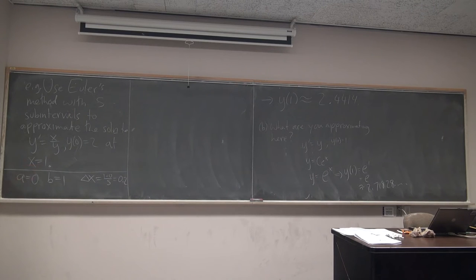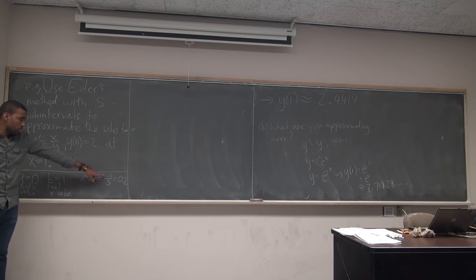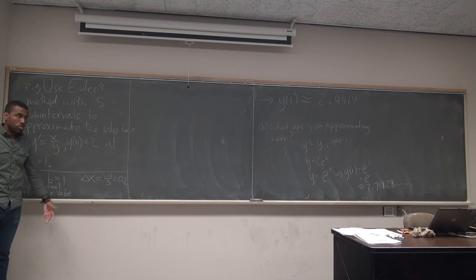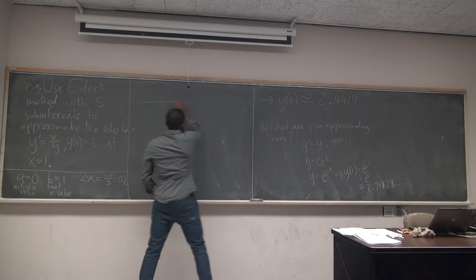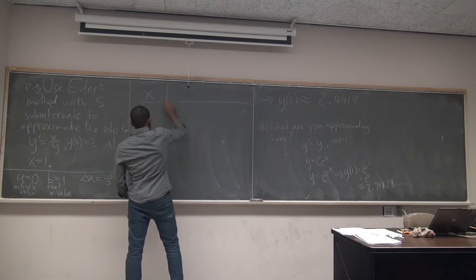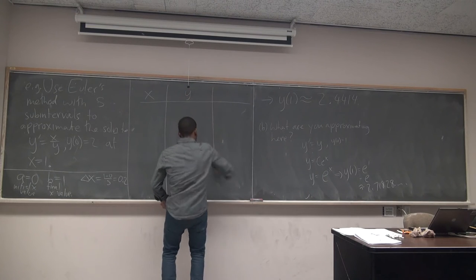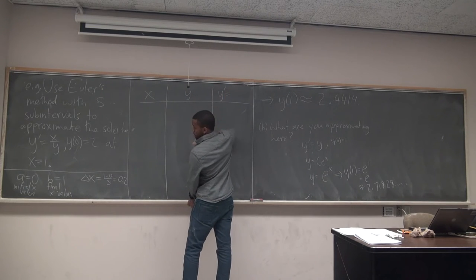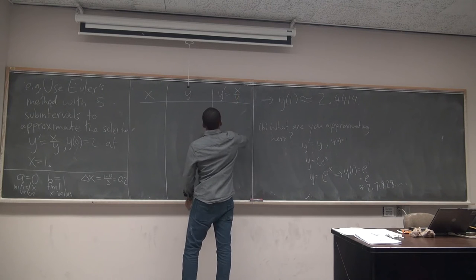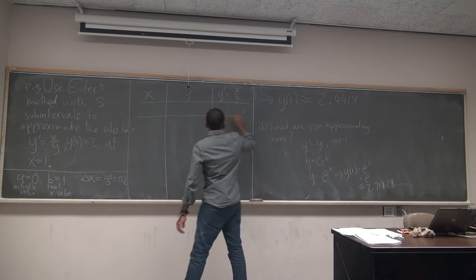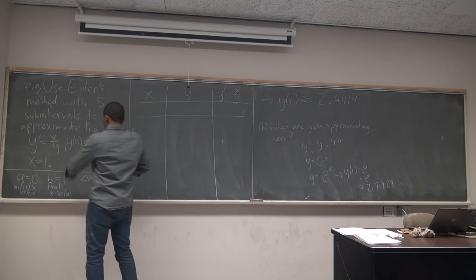Delta x is just final minus initial over n. So that's how we start. Now let's jump into this. I have x, I have y, and I have y prime. This time my y prime is x over y.